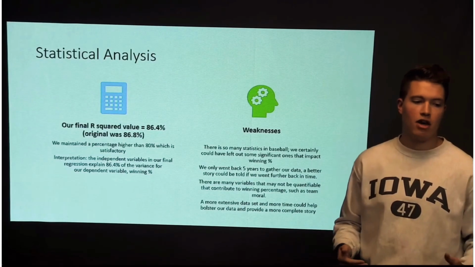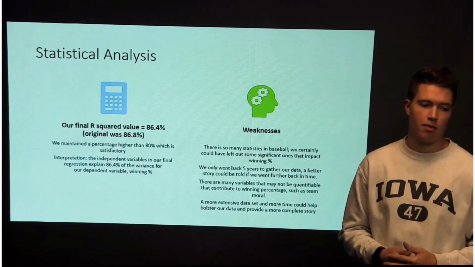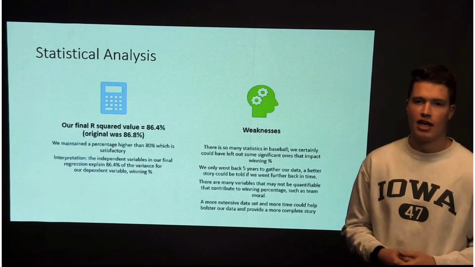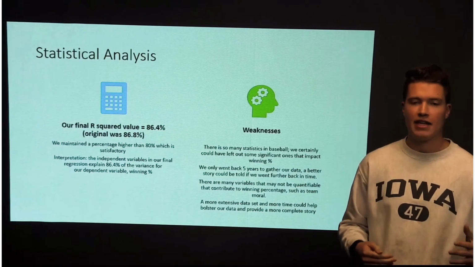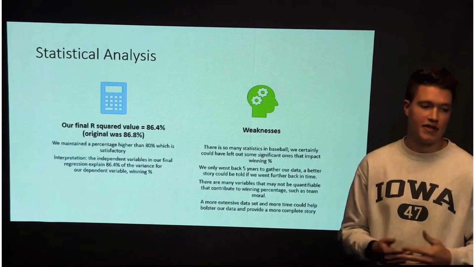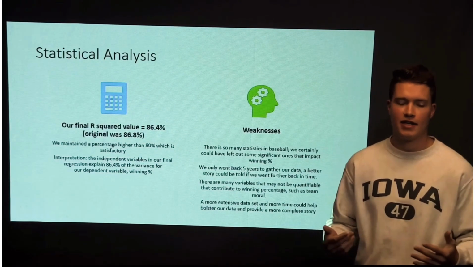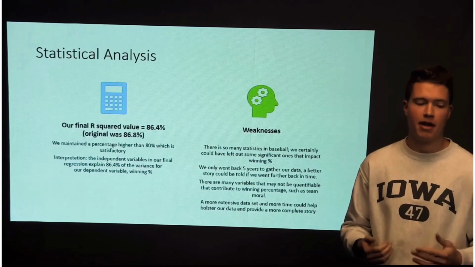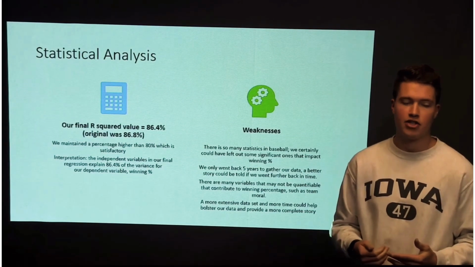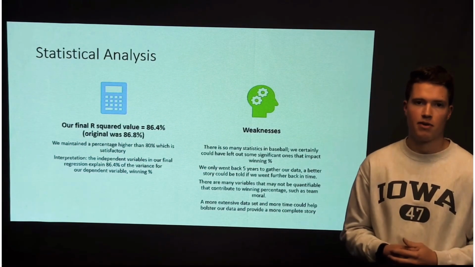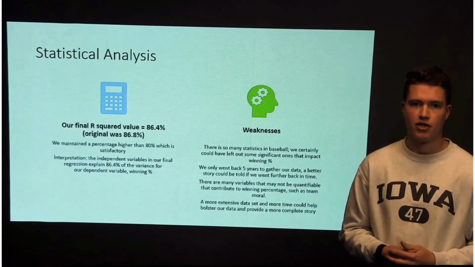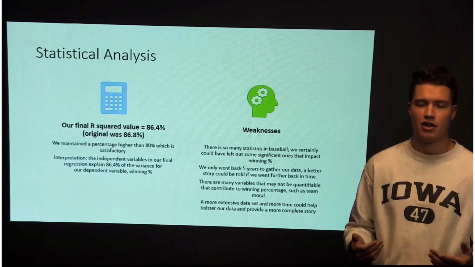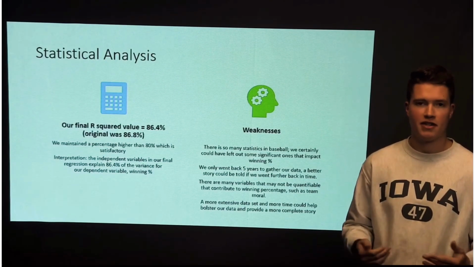Our final R-squared value was 86.4% compared to the original 86.8% that we started with, and both maintained a level higher than 80%, which is satisfactory. And these basically mean our independent variables in our final regression explain about 86.4% of the winning percentage for MLB teams.